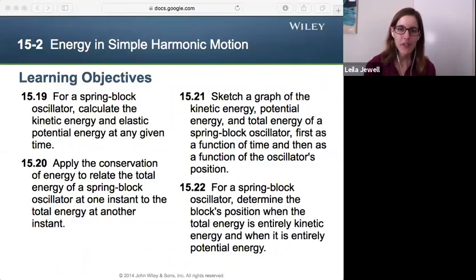Section 15.2, energy in simple harmonic motion. Because we got to get back to energy. It has the best units, right?